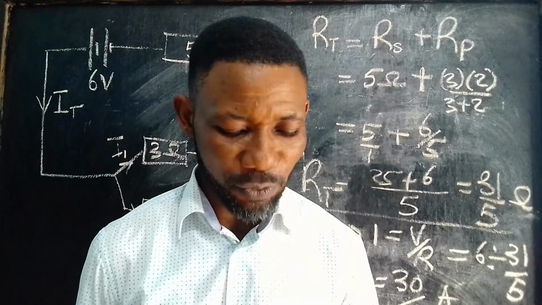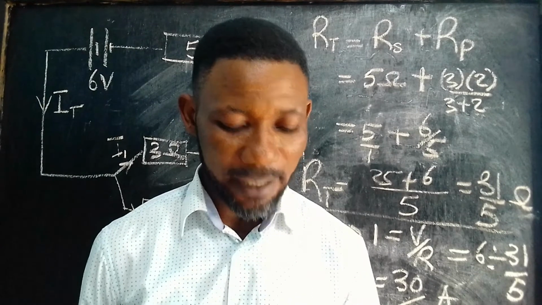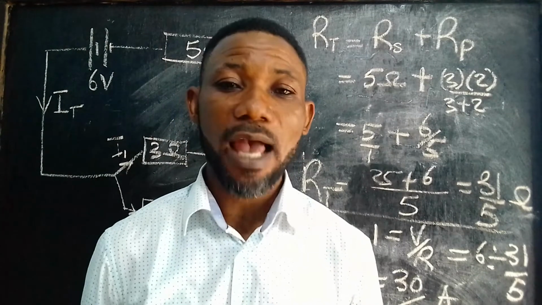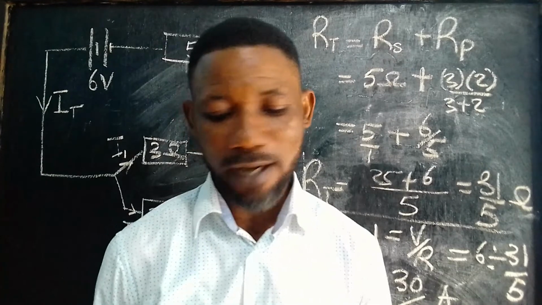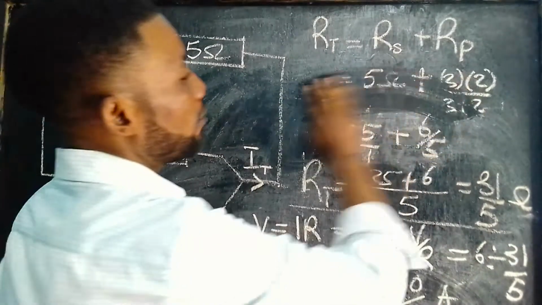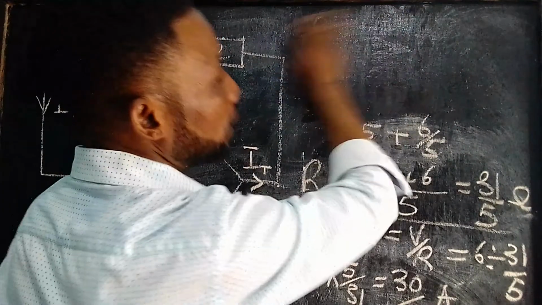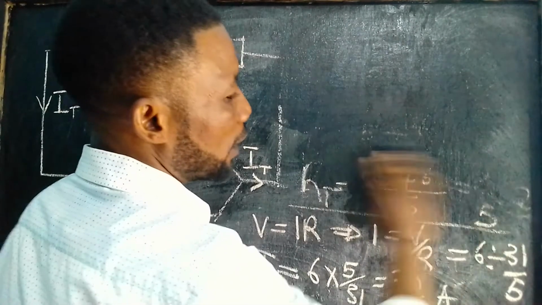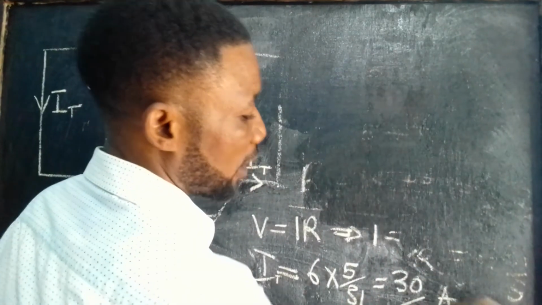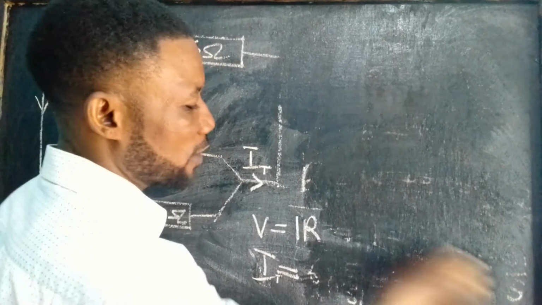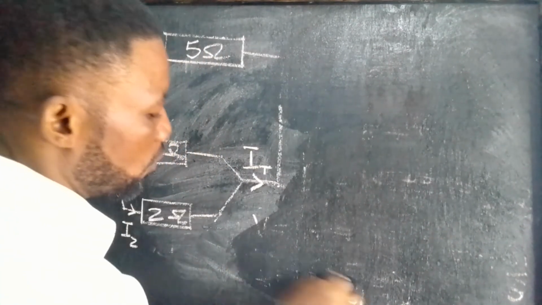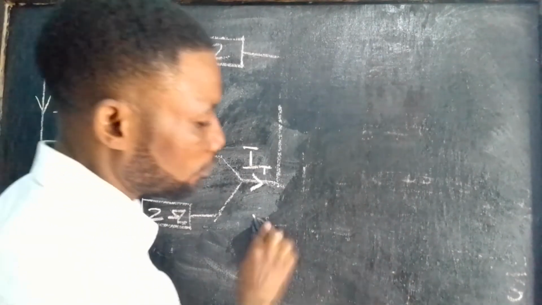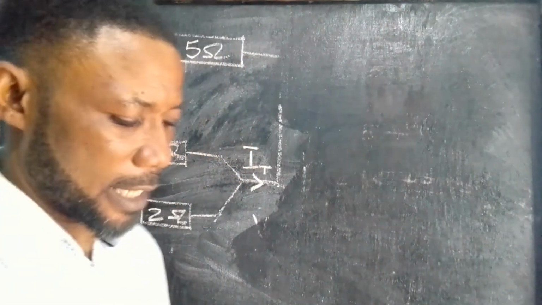State the SI unit of temperature and its lowest value. The SI unit of temperature is the Kelvin and its lowest value is 0 Kelvin. Next question.